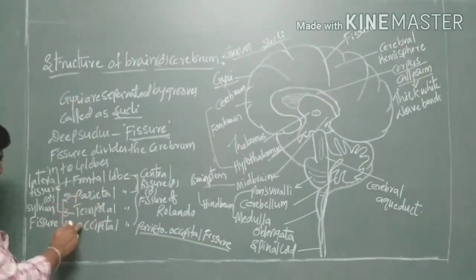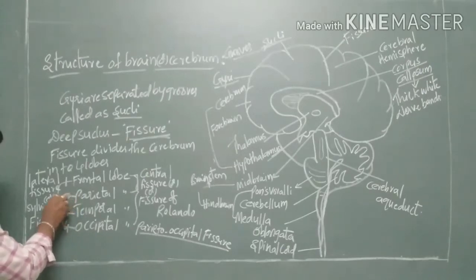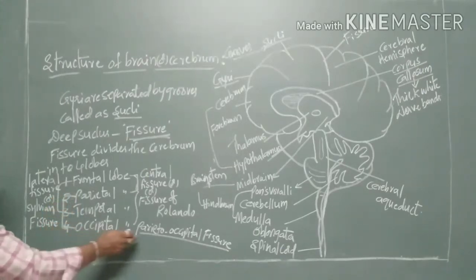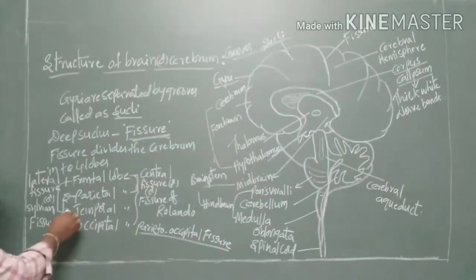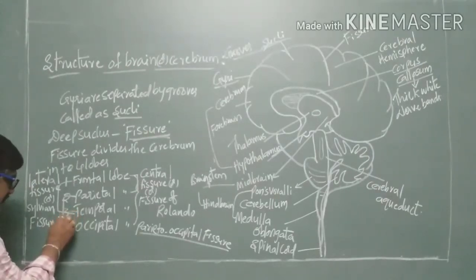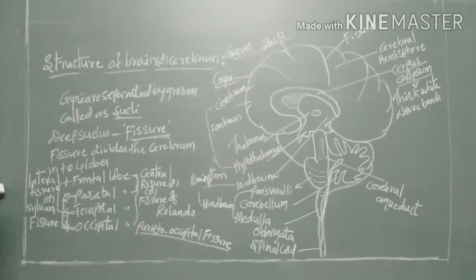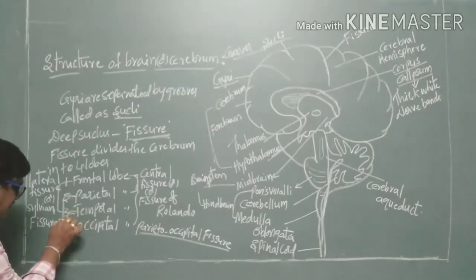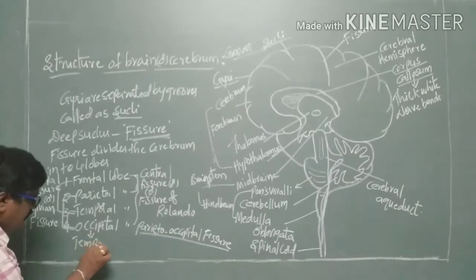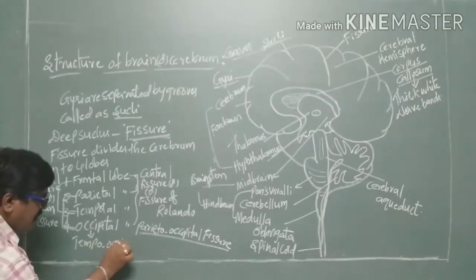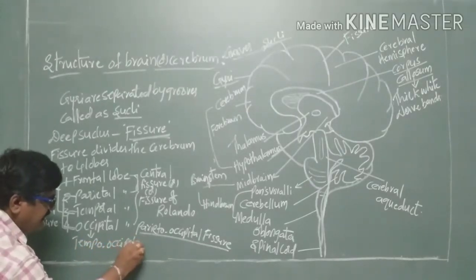The fissure which separates the temporal and occipital lobes is called the tempo-occipital fissure.